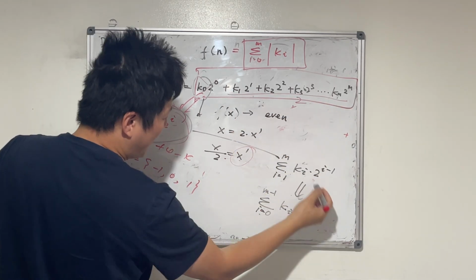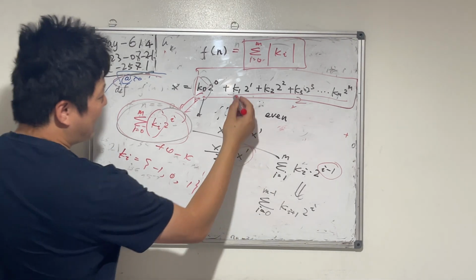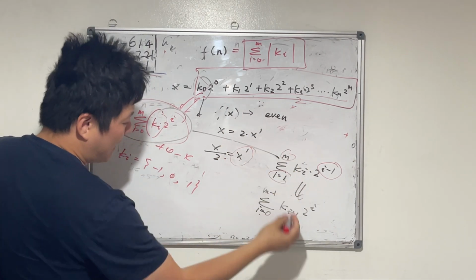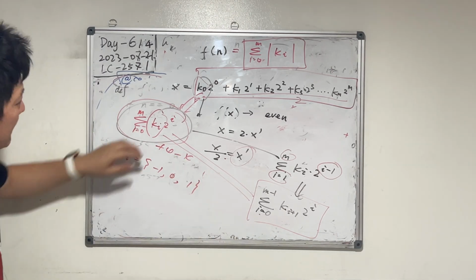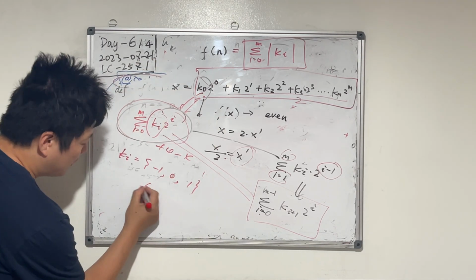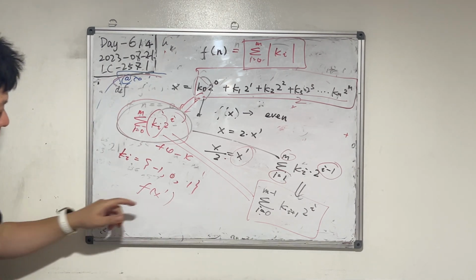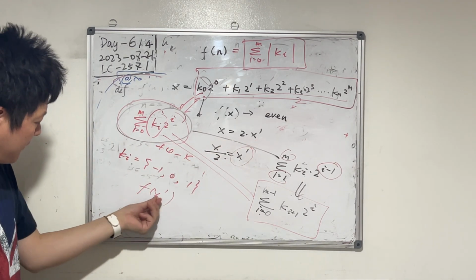Each item will be I minus 1, right? I minus 1, and ki, I is from 1 to m, right? And now we're writing it this way. This one is a 1-to-1 mapping. So fx apostrophe, right? This is half of it.